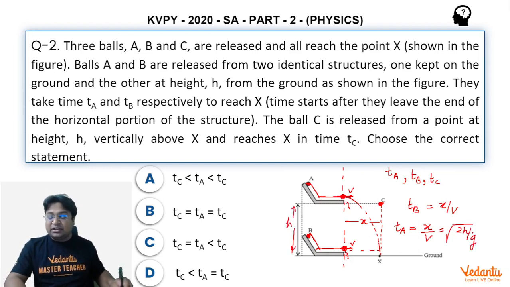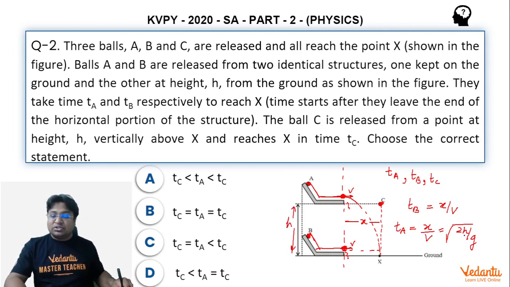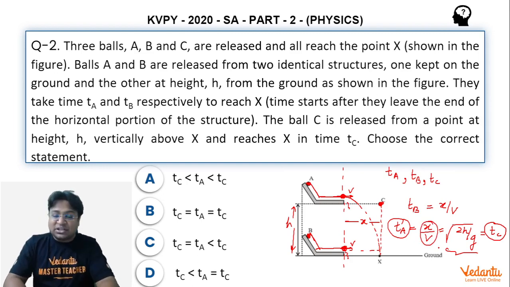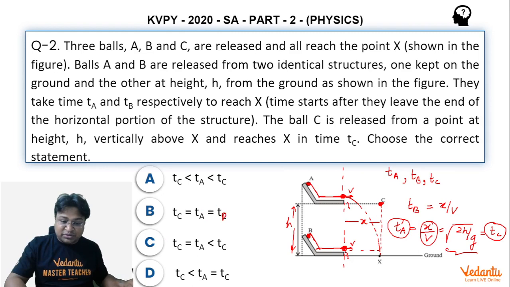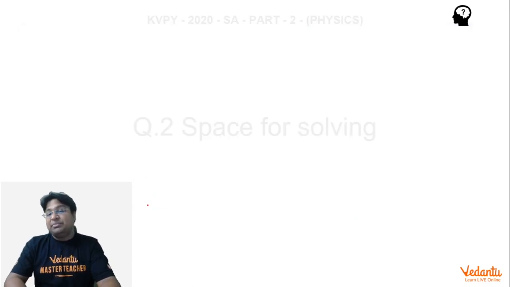And the same goes for ball C, because when we release ball C, it did not have any vertical velocity. So this time also represents TC. So TA is equal to TC because of this, and TA is also equal to TB because we can write TA like this. So we can conclude that TA will be equal to TB, and that will be equal to TC. Here I think there is a small misprinting. One of these options should have been TB. So option B looks like the correct one because this is the only option containing two equalities. Hence I'm saying that option B is the correct one.